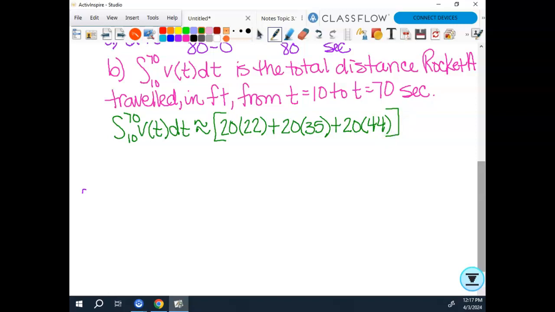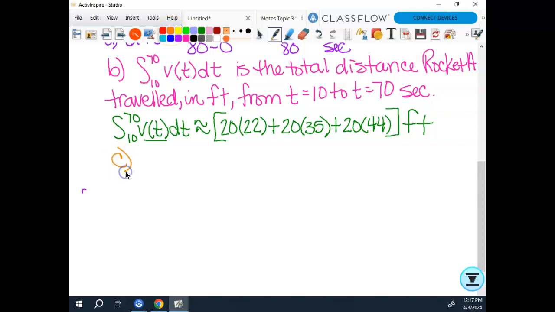I'm not going to actually do any more computation, but I need units. What are my units? Feet. You are integrating velocity, which is feet per second. You're going backwards, that makes it feet. Yes? We all good on that? What questions you got?